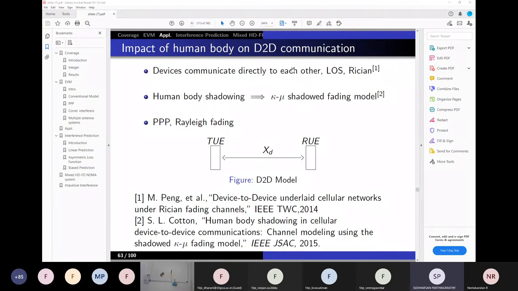But in 2015, Cotton showed through experiments that the channel fading model can actually be the kappa-mu shadowed fading model. The reason is that the human body itself can cause shadowing. Generally we have studied in books that buildings cause shadowing, and mountains cause shadowing. But here, in device-to-device communication, the human body itself can cause shadowing.